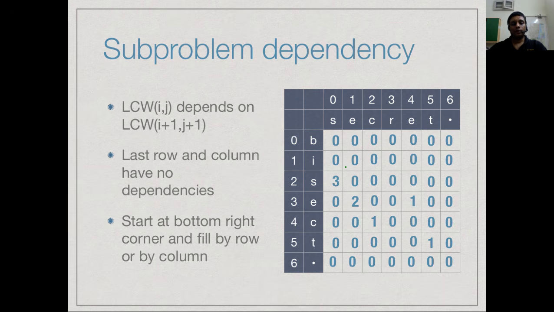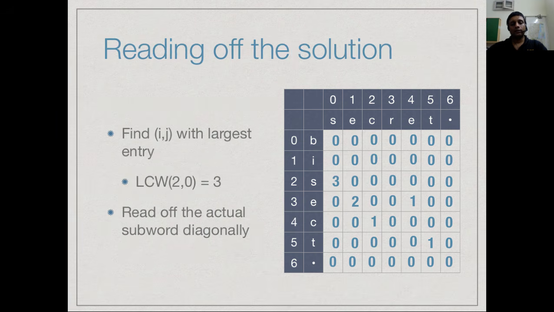And likewise at S, I find that S and S match, and it is 1 plus whatever is to the bottom right, so it becomes 3. So we identify in this way, and we put an entry 3 here. So in this particular table, it's a bit mysterious where the answer is. What we have to do is find the entry which has the largest value. In this case 2, 0, this is our largest value. This tells us that between these two words the longest common subword has length 3.